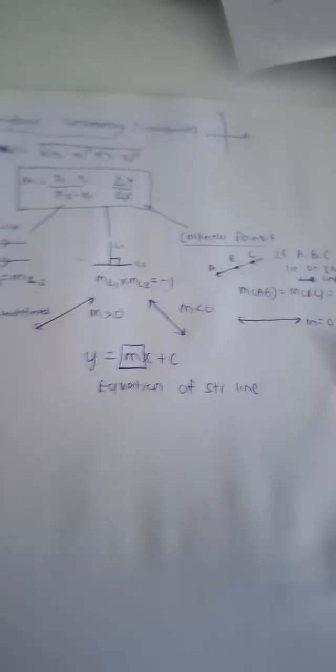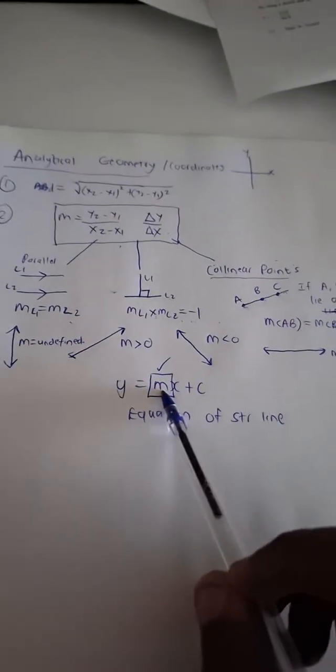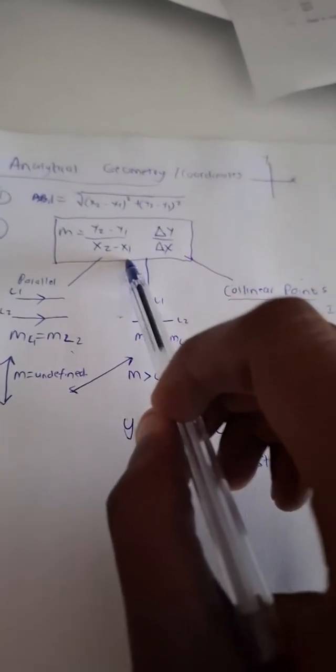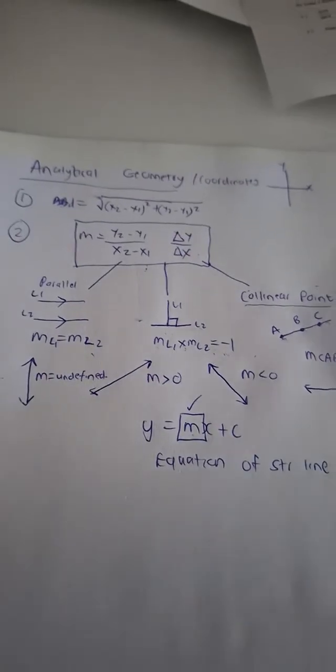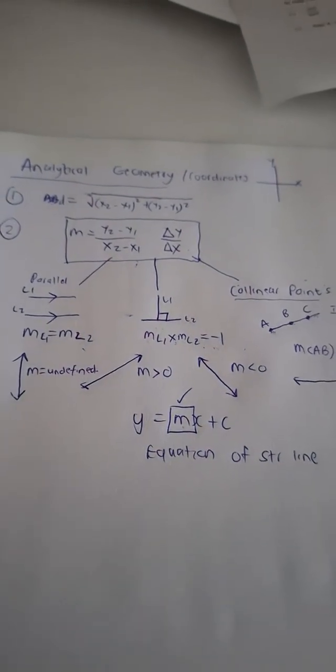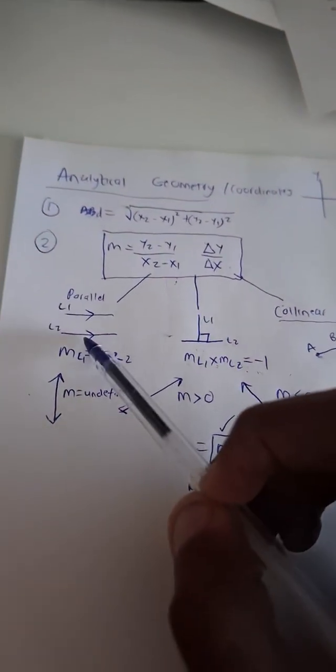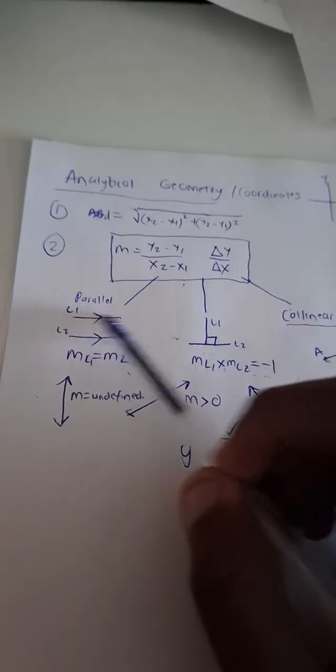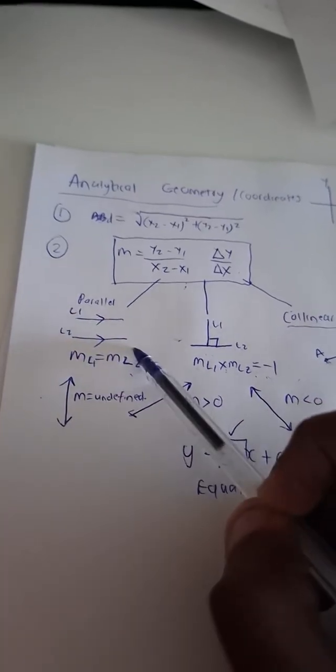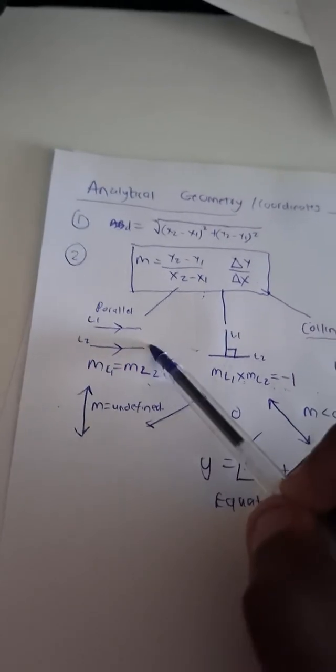Of a straight line, we need to have gradient. And oftentimes, if we have points, we can calculate gradient using that formula. If we have points and apparently there's a line, but it is parallel to another one, we have the gradient of this line, but we don't have the gradient of this line, but we want the equation of this line.